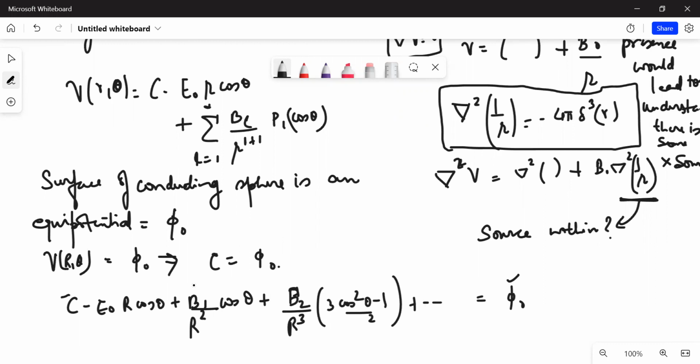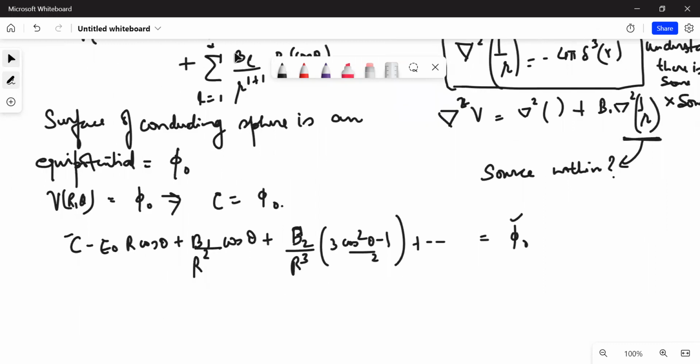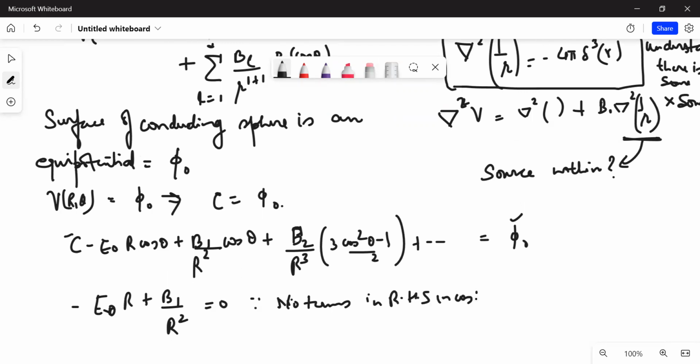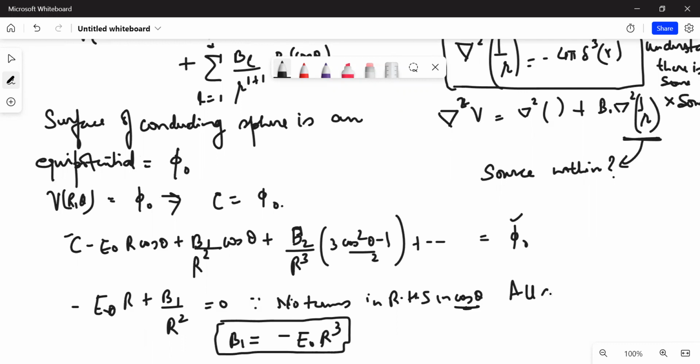Now the remaining term, the cos theta dependent term here, there is no such cos theta dependent term on the right hand side. So I will write that minus E naught R plus B1 upon R square would be 0, since there is no term in cos theta on the right hand side. So it implies your B1 would be equal to E naught R cube. And all other BLs would be 0, because there are no cos square terms and all those things. So one can say that all other BL would be 0, except L equals to 1, because at L equals to 1, there will be some value.